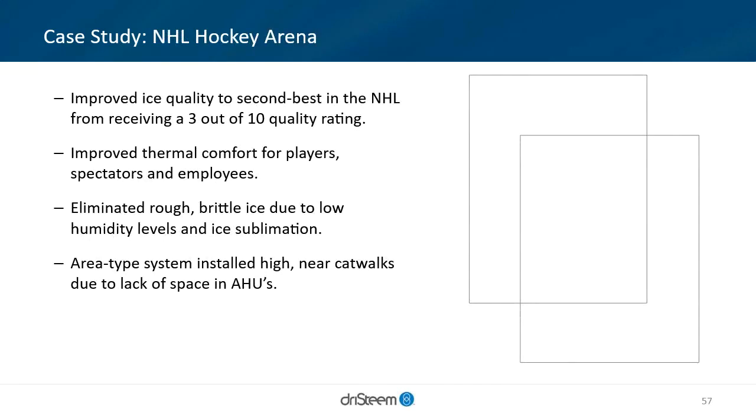And lastly, as you know, from the great state of Minnesota here, can't forget the hockey arena. What we did in this example, and feel free to read more up on this, is we improved their ice quality by providing humidification to that space so that ice wasn't being the sacrificial humidity in that area. It also provides thermal comfort for those players, spectators and employees. This one was an area type example, up in the catwalk due to the lack of space and air handlers.